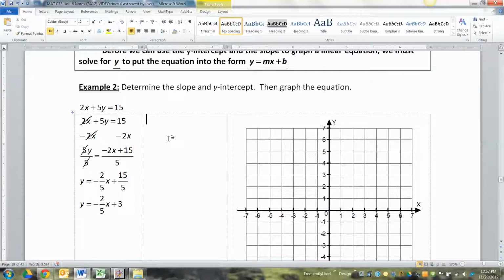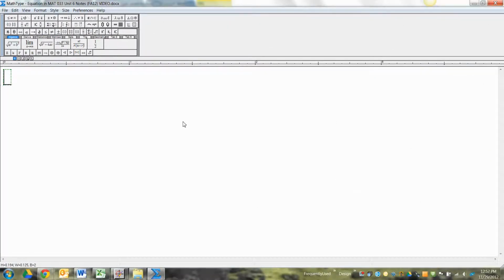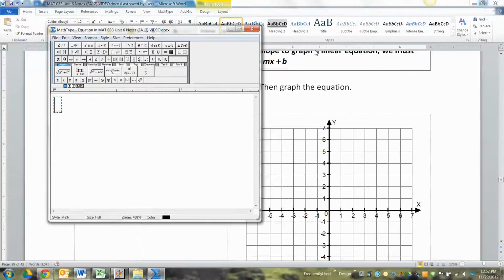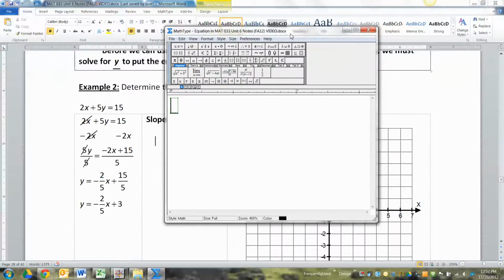All right. Now they want us to tell them the slope, because that's what they asked us to determine, the slope and the y-intercept. So let's start with the slope. Slope is the m part of your equation. So if you look at your equation, it was negative 2/5. So slope is negative 2 over 5.